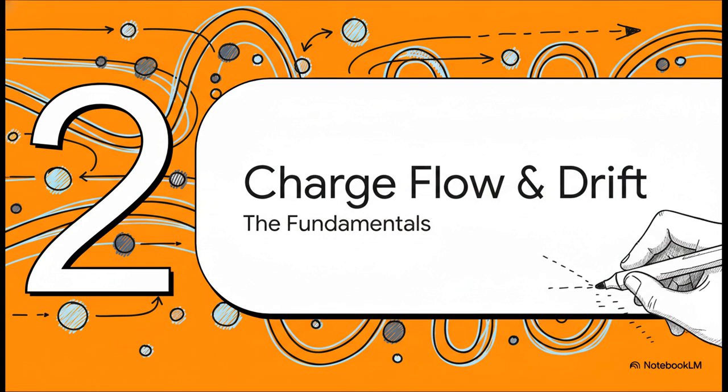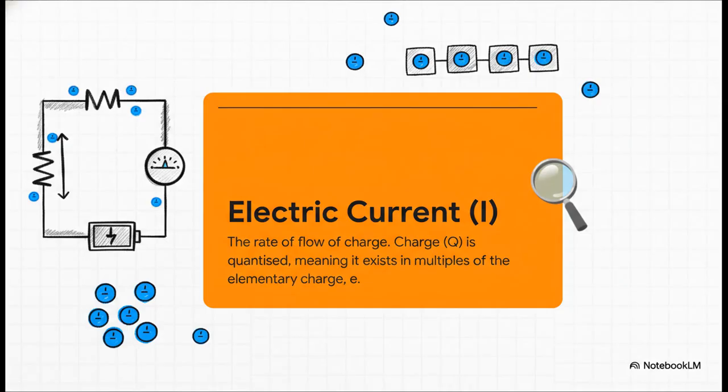To understand the big picture, we have to get comfortable with the tiny, microscopic world of charge carriers. These fundamental concepts are where those first crucial marks are either won or lost. Let's start with the definition itself, because getting this wording precise is such an easy mark. Current is simply the rate of flow of charge. And what is charge? Well, it's quantized.